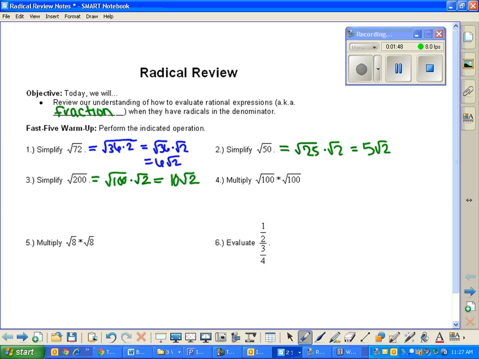All right, multiply the square root of 100 times the square root of 100. Billy, did you get that one? No? John? Let's hear it. So if you multiply these two, and then what'd you do? Square root that, which gives you 100, right? Okay, what was your other way?